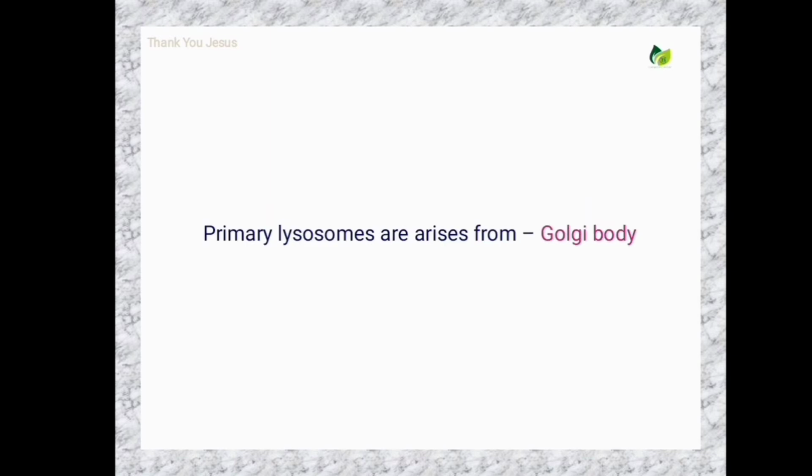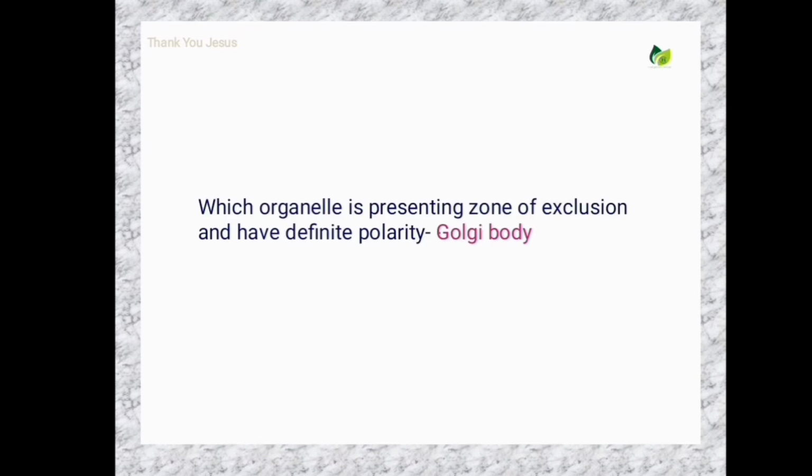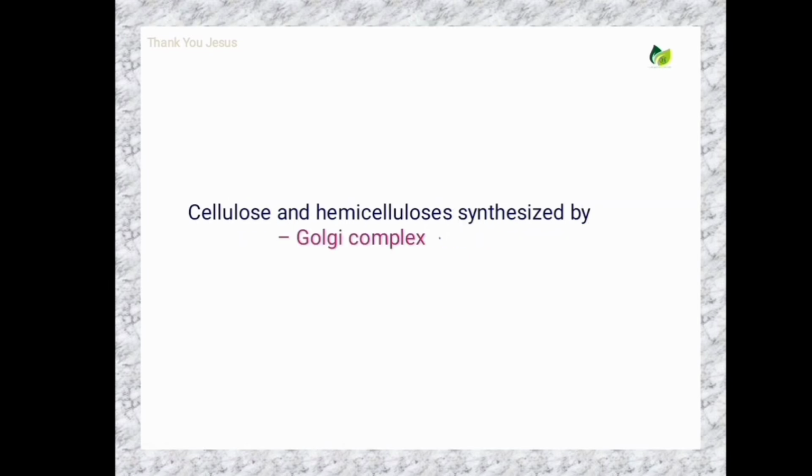Next question. Primary lysosomes arise from? Answer is Golgi body. Next question. Which organelle is present in the zone of exclusion and has definite polarity? Answer is Golgi body. Next question. Cellulose and hemicellulose are synthesized by? Answer is Golgi complex. Cellulose and hemicelluloses, which are constituents of the cell wall, are synthesized by the Golgi body.